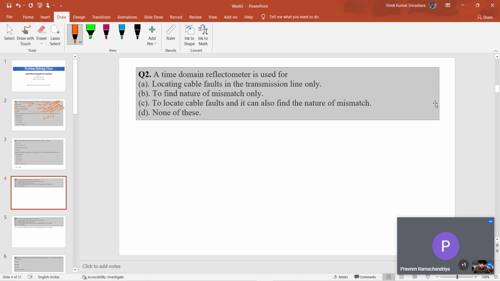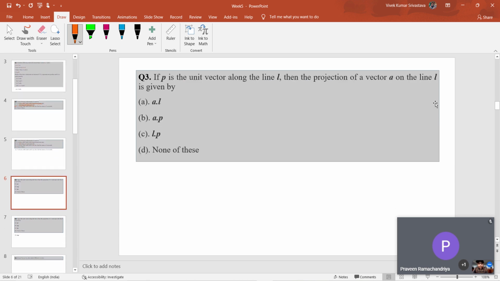Option C. Yes, this is the correct answer. Basically, a reflectometer is an electronic instrument that is used to locate the cable fault which occurs in a transmission line, as well as to measure the nature of mismatch. So that's why option C is correct.